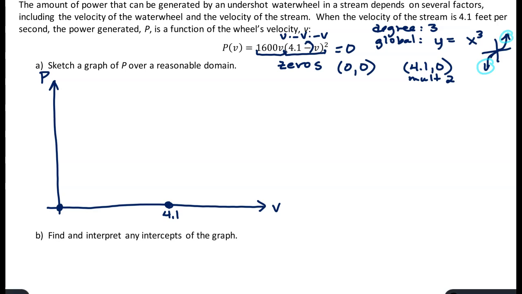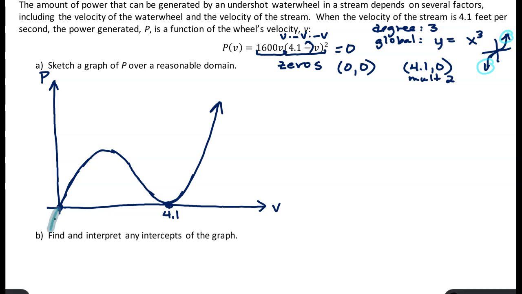I think that does fall outside of our reasonable domain, but I'm still going to use it to get me started. So I'm going to start, and I'm going to come up, and I'm going to hit my first x-intercept. And that first x-intercept had multiplicity 1, so I will cross straight through. And then I'll start to turn around and come back down. And when I get to 4.1, I'm actually going to adjust that a little bit. I have multiplicity 2, so I'm actually going to bounce off and then continue. So that's my initial sketch.